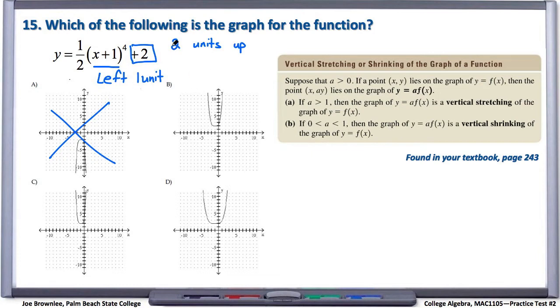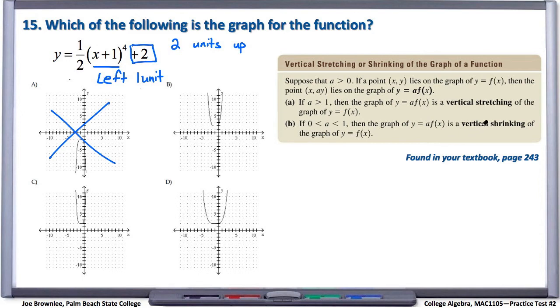So this isn't really helping us much in this particular case, because all three of our remaining choices have moved to the left 1 unit and up 2 units. So now we've got to start using additional information. And that's where this vertical stretching and vertical shrinking comes into play.